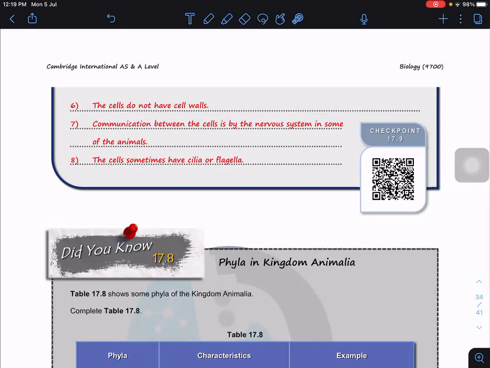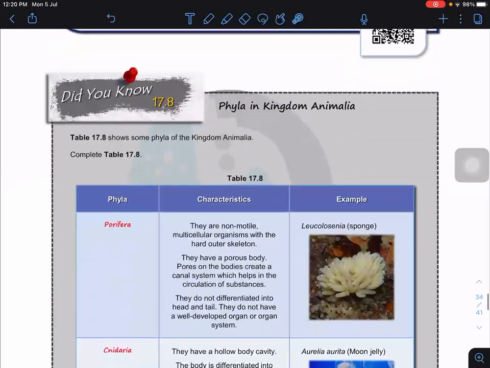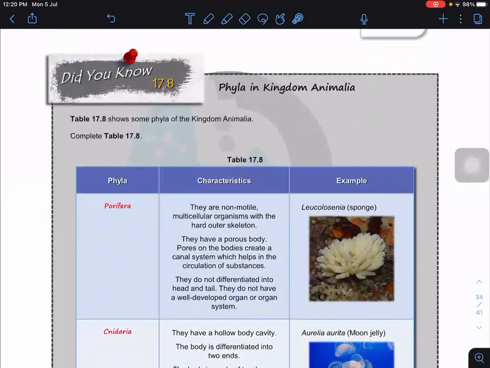The cells sometimes have cilia and flagella. For example, cilia in the trachea, and flagella in sperm cells. So what are the phyla under this kingdom Animalia? These are only some, not all, but quite common ones.